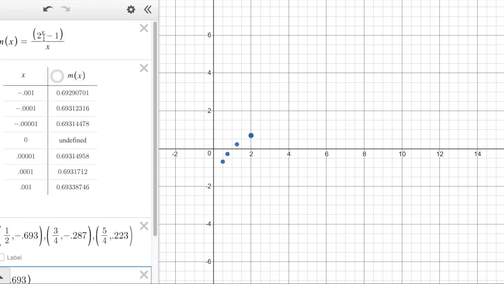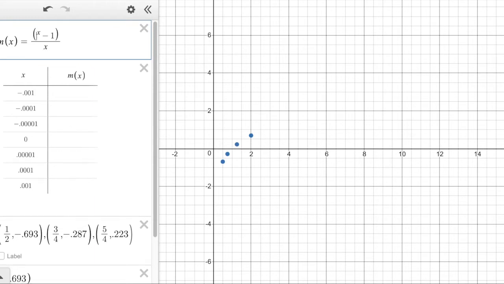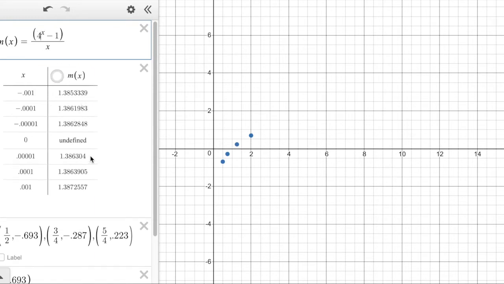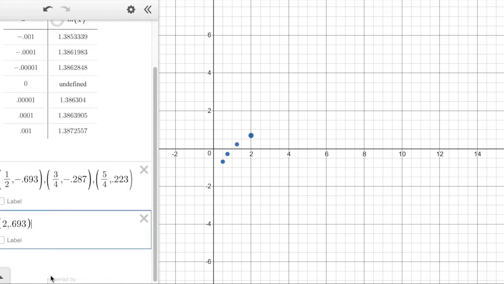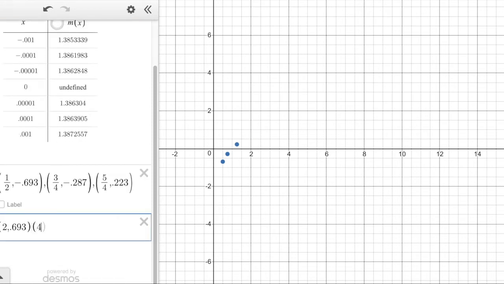So let's get bigger now. How about 4? When b is 4, the limit as h approaches 0 from my table is 1.386. So that's our next point. When b is 4, I get out 1.386. And I forgot my comma again between those. There we go. There's my point.